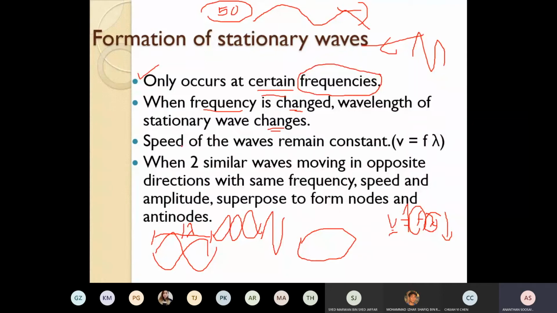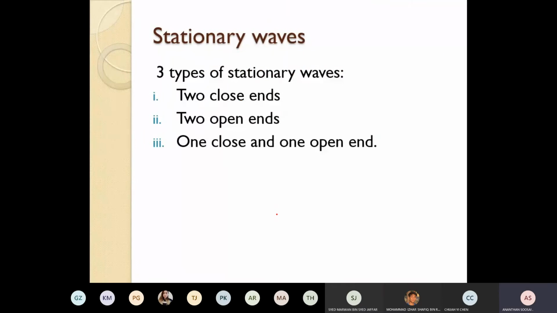Okay. So when two similar waves moving in opposite directions with the same frequency, speed, and amplitude superpose, they form nodes and antinodes. Okay, so this is stationary waves. Stationary waves can form in three situations. Stationary wave can form in pipes, in sound, in pipes. Let's say you have a pipe. If you have a closed end pipe, a pipe which has one end closed.